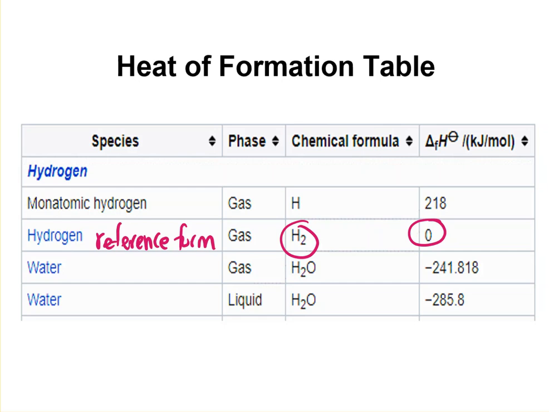And then let's see, what else do I want to show you? If it's monoatomic, that's not as stable, and that's why it's a larger number. So if we had an energy diagram, H2 is down low, that means it's more stable, and just hydrogen that's monoatomic is up there, it's a higher energy form.